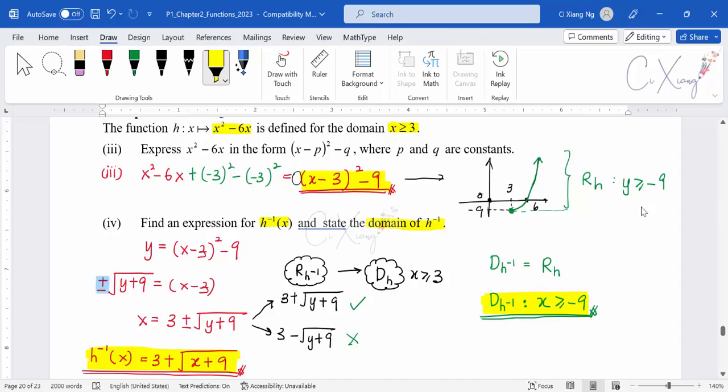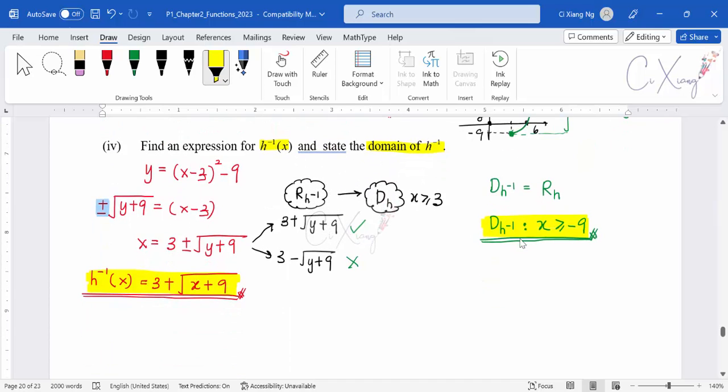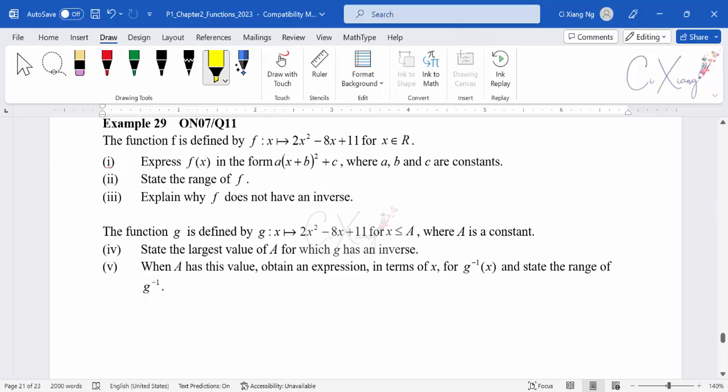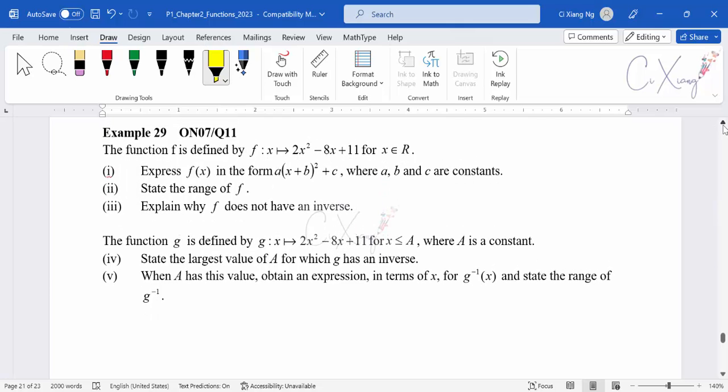If this question has no problem and you roughly have the idea of how to get the inverse function for a quadratic, you can try example 29 by yourself. You can pause the video here and try first. After that, only then come back to look at the solution. So let's have a look at example 29 now.